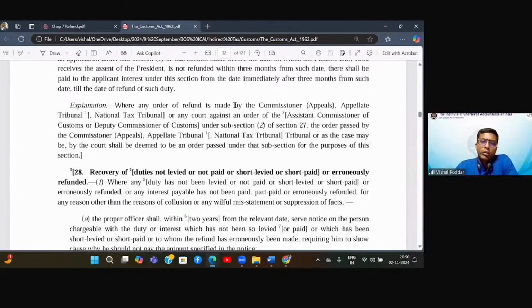Explanation. Where any order of refund is made by the Commissioner Appeals, Tribunal, National Tribunal or Court against an order of the Assistant Commissioner or Deputy Commissioner under subsection 2 of section 27, the order passed by the Commissioner Appeals, Tribunal, National Tribunal or, as the case may be, courts, shall be deemed to be an order passed under that subsection. Fine, it is clarified.